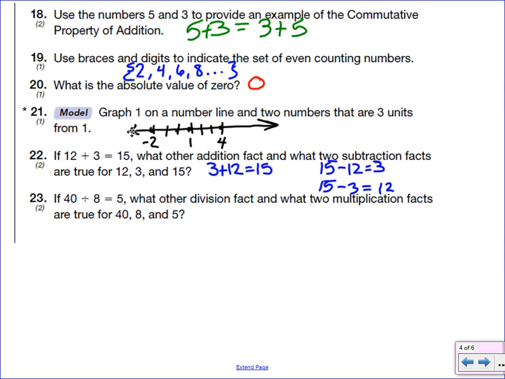If 40 divided by 8 is 5, what other division fact and what two multiplication facts are true for 40, 8, and 5? So again, reordering. So 40 divided by 5 is 8. And then multiplication, 8 times 5 is 40, and 5 times 8 is 40.